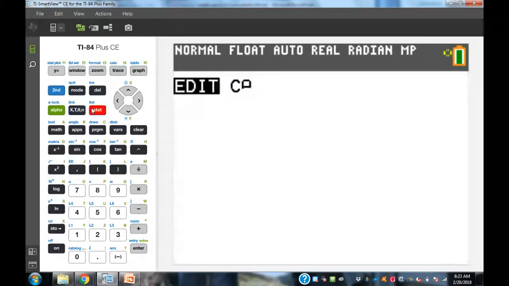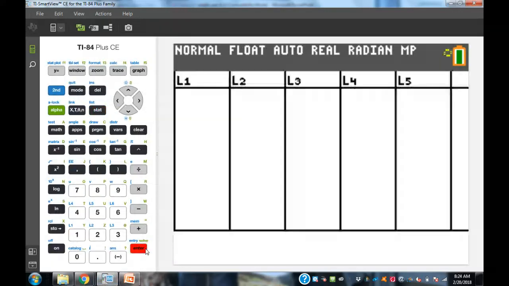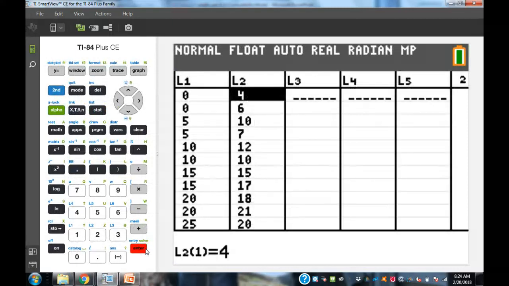There we go. Hit stat, edit, and I already had that typed in, so y'all wouldn't have to wait on me. So there's my list 1 and my list 2 on the calculator. This is actually the easy part of this lesson, is getting it to make the equations. So get your data in there.